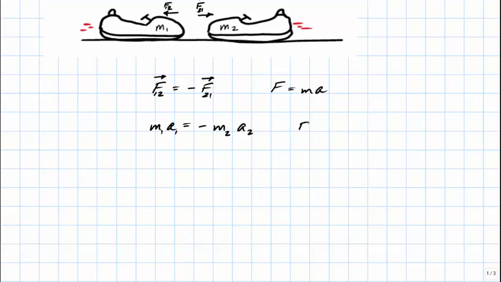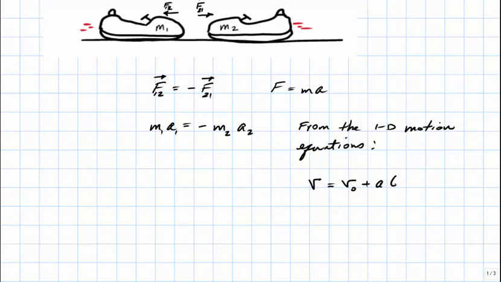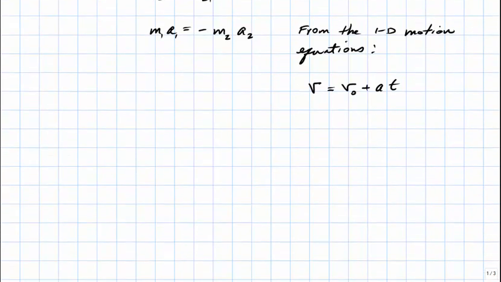Now, from the 1D motion equations, we know that velocity equals initial velocity plus acceleration times time. Of course, this is the final velocity. We're going to change the way that we describe these velocities. So instead of v, we will be explicit and term this as v final. Instead of v0, we'll term it as v initial, plus the acceleration times the time.